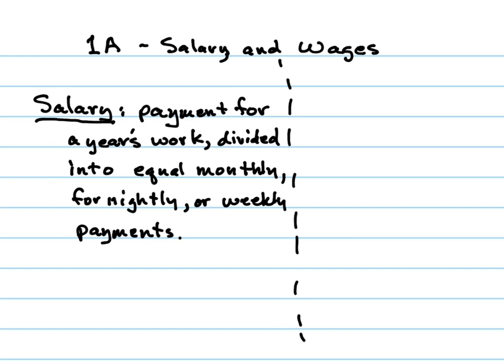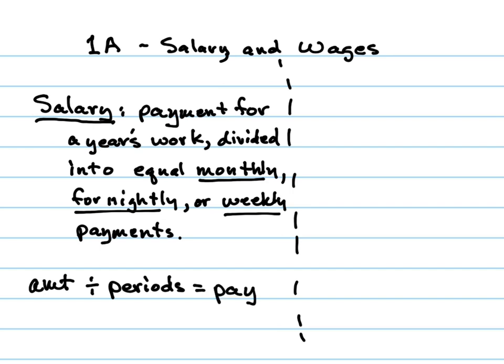Now, for salary, it's quite easy to figure your salary. It just depends on what payment option you have. In other words, are you going to be paid monthly, fortnightly, or weekly? So to do your salary, you just take the amount divided by the number of periods, and we'll talk about that in a minute, equals the pay, right?